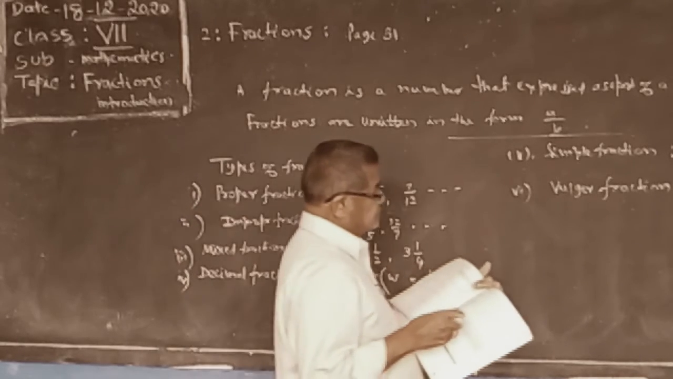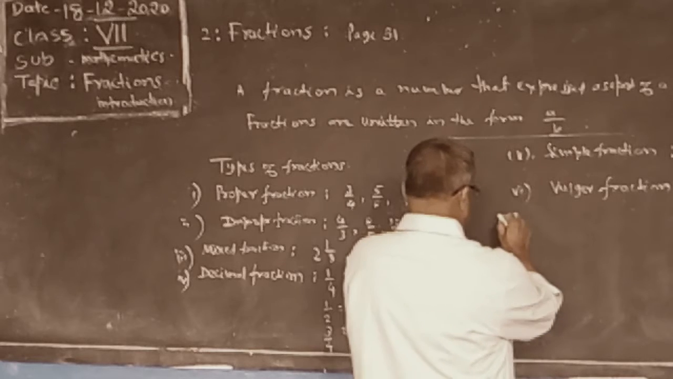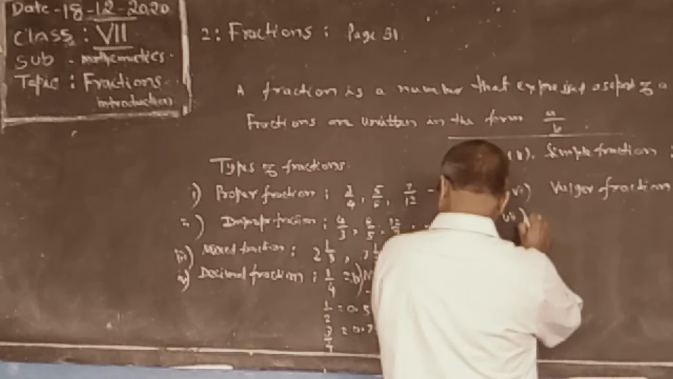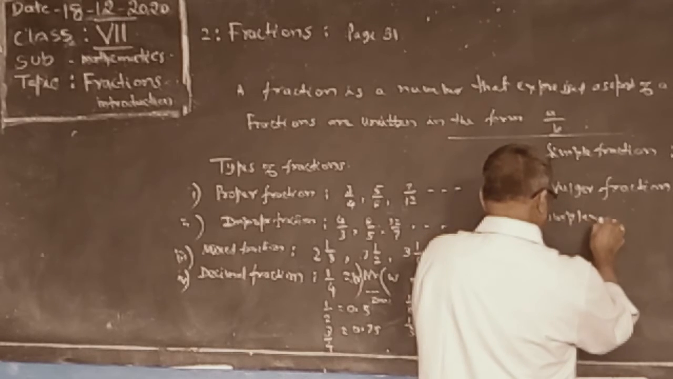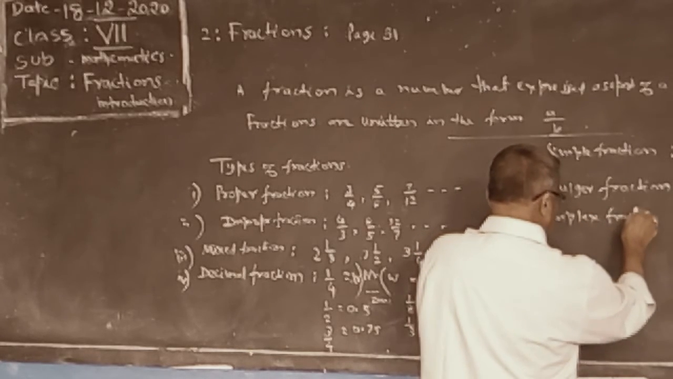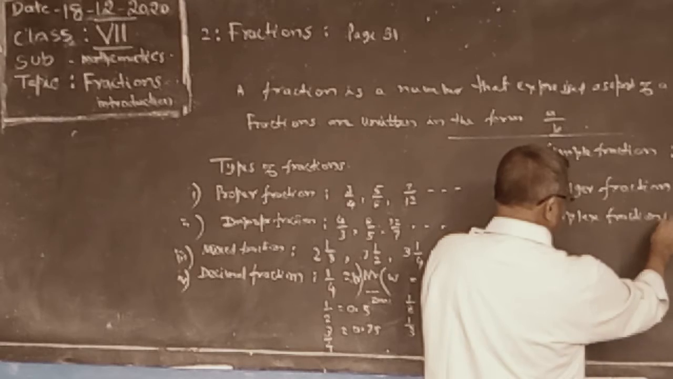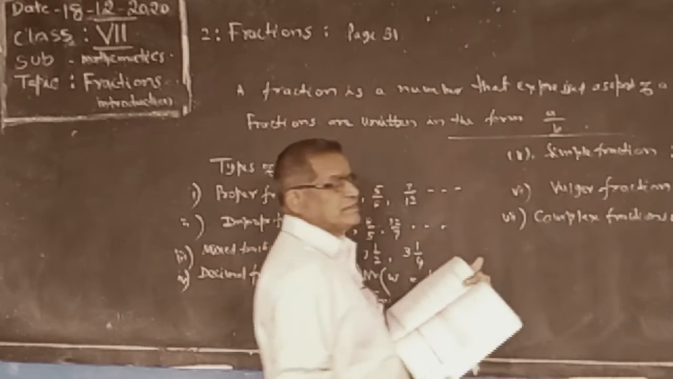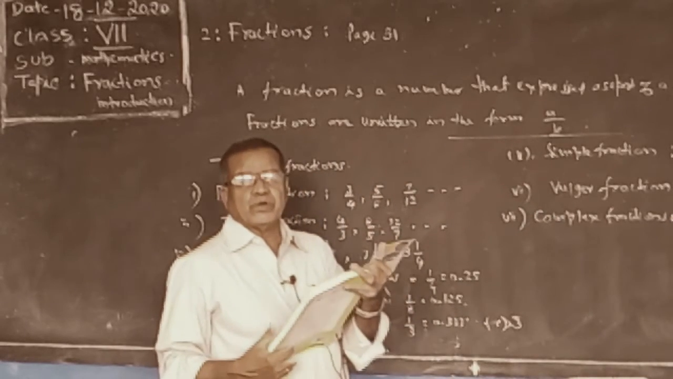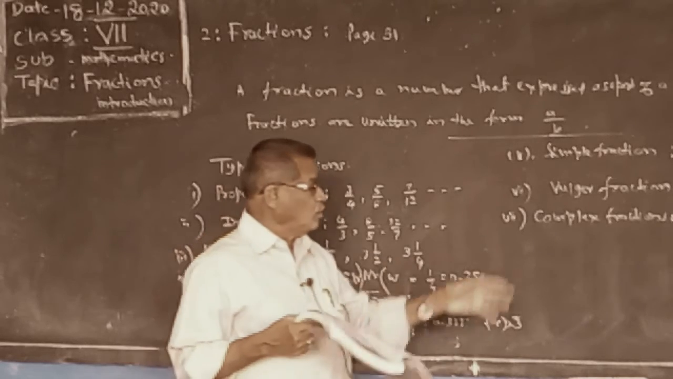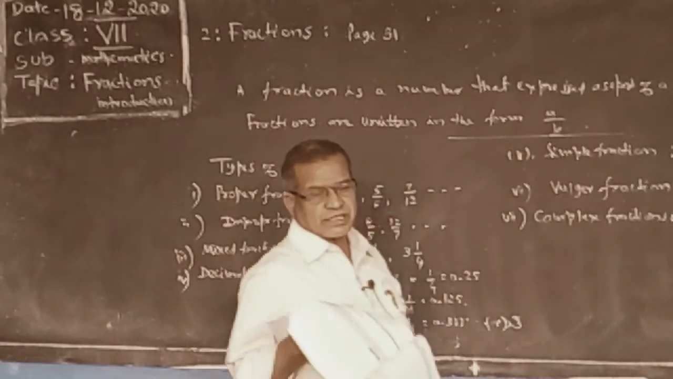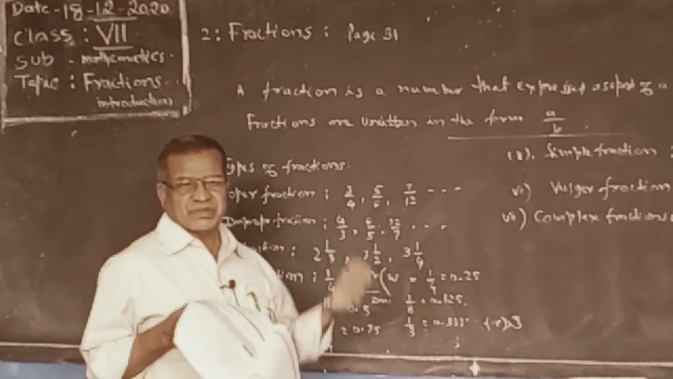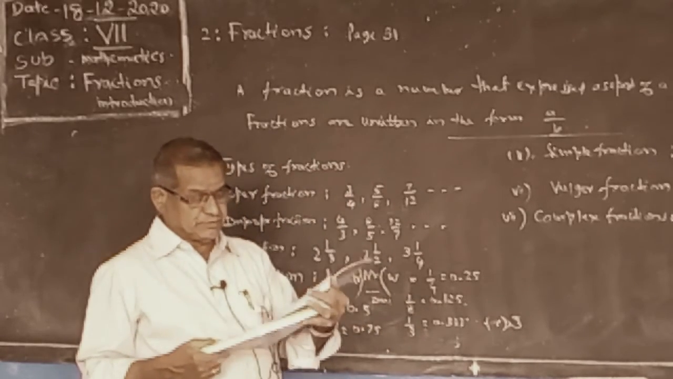Vulgar means it is in the name only. We are not getting the remainder 0 in this. We are always getting a continuous process of division.